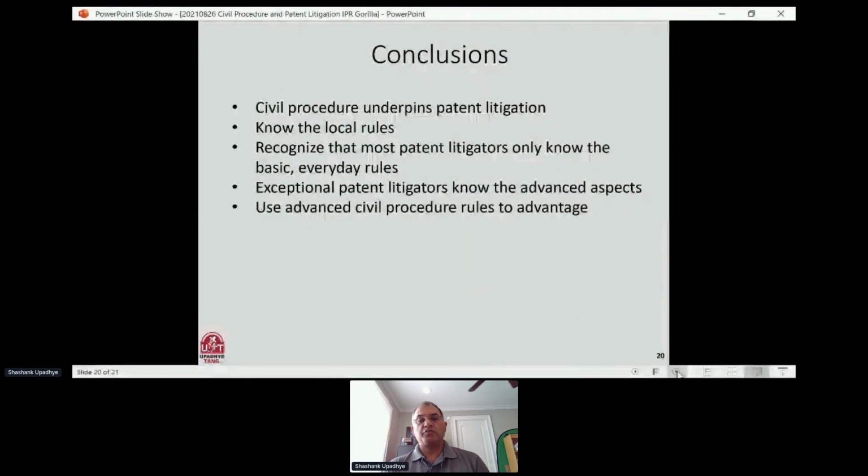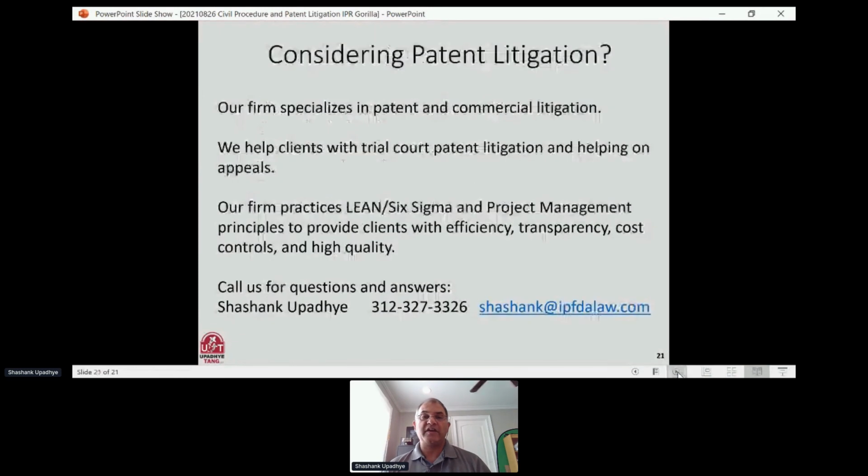So in conclusion, civil procedure underpins patent litigation. You need to know your local rules and recognize that poor patent litigators only know the basic everyday rules, but exceptional patent litigators will know the advanced topics, and you should use it to your advantage.